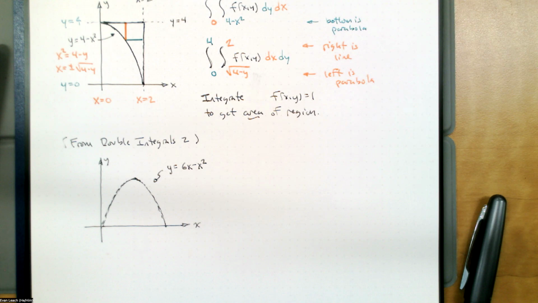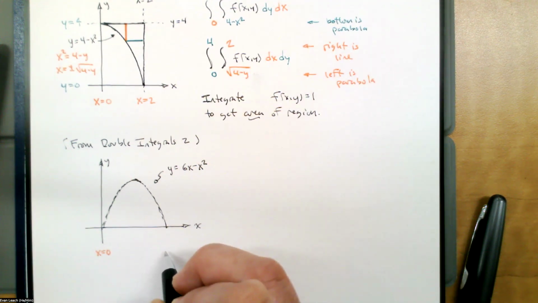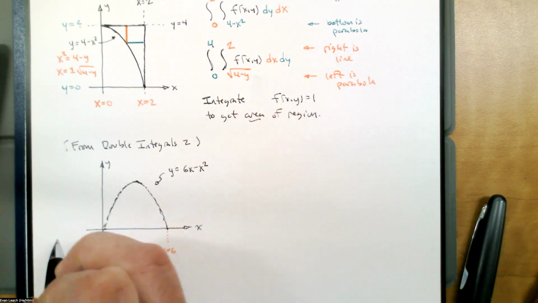From double integrals 2, we have this function 6x minus x squared. We have a different parabola. In this case, we're going to have both sides of the parabola, the left side and the right side. That's going to give us some problems when we try to solve for x. So first things first, we should know what x is between, and we should know what y is between.